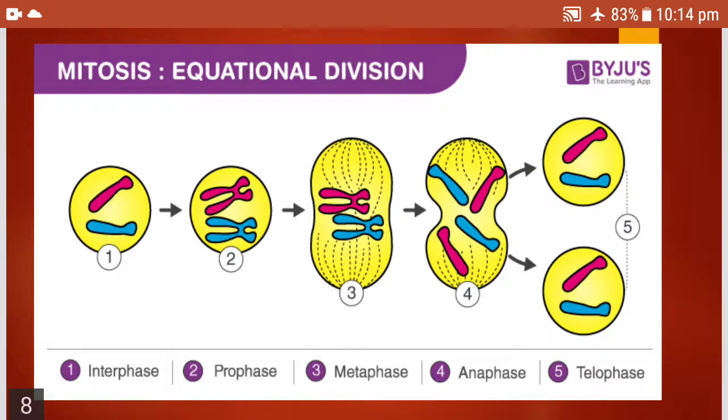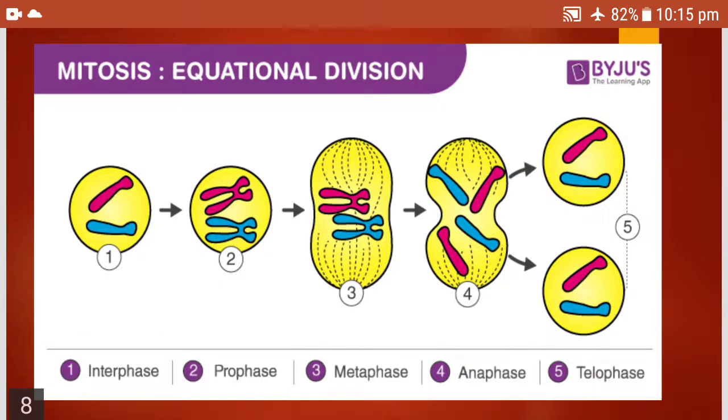Chromosomes number double at the beginning, and later on they again divide into 2 equal halves. So the number of chromosomes in the daughter cell will be equal to the number of chromosomes in the parent cell. And no crossing over or linkage takes place in mitosis.